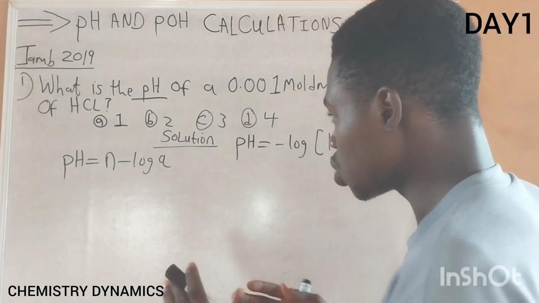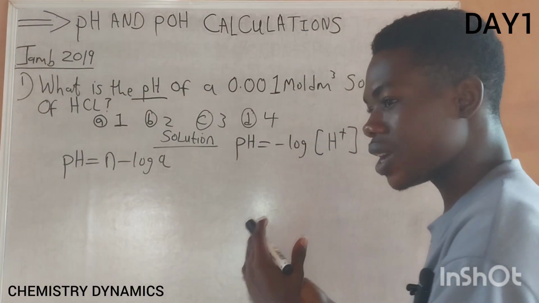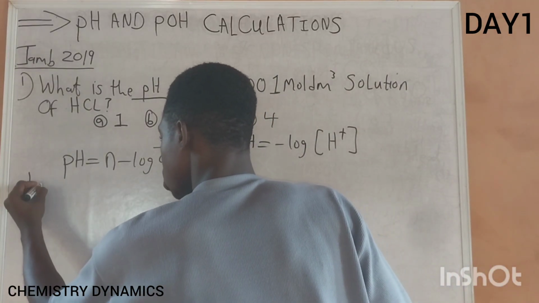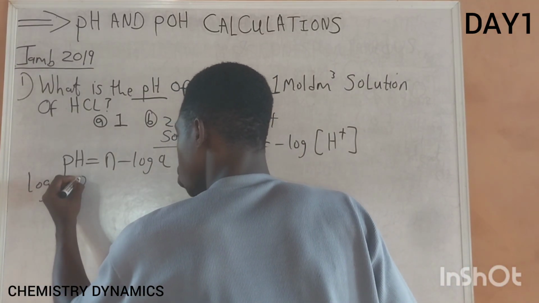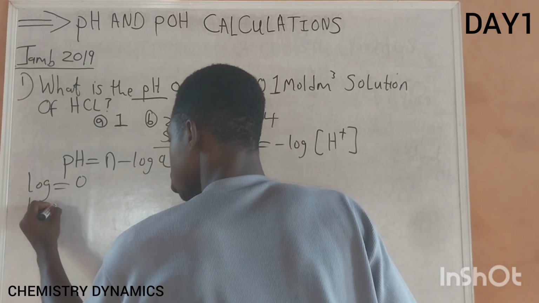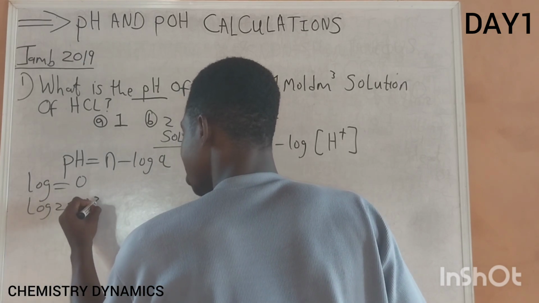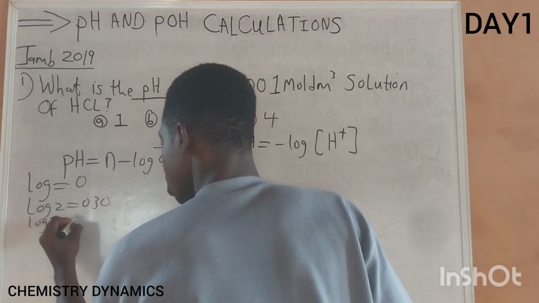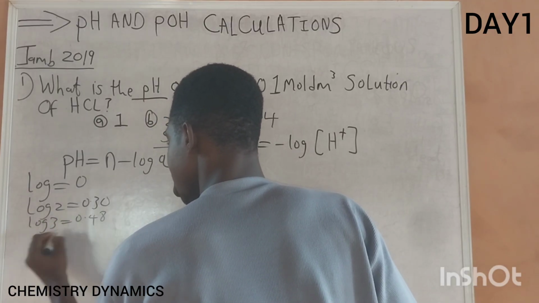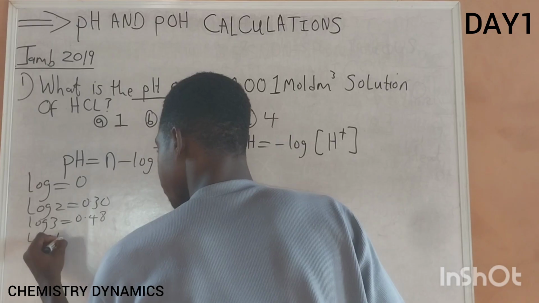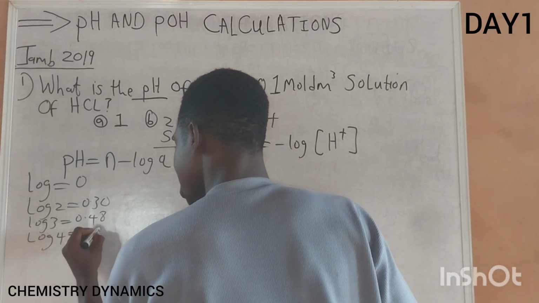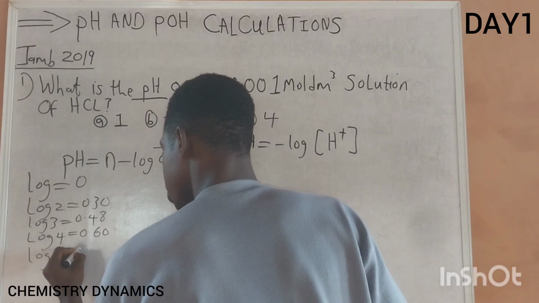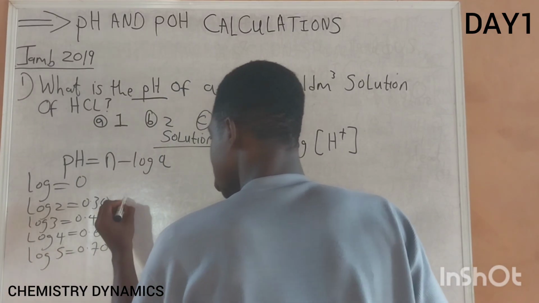So please take note of this. I'm about to write on the board the first 10 logs. Please take note that log 1 is equal to 0. Then log 2 is equal to 0.30. Take note of this. Then log 3 equal to 0.48. Then log 4 equal to 0.60. Then log 5 equal to 0.70.